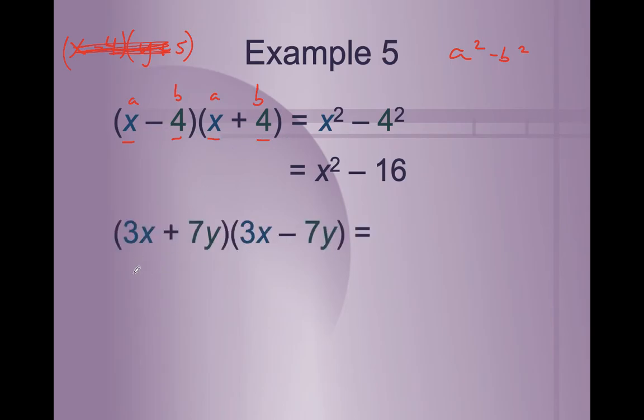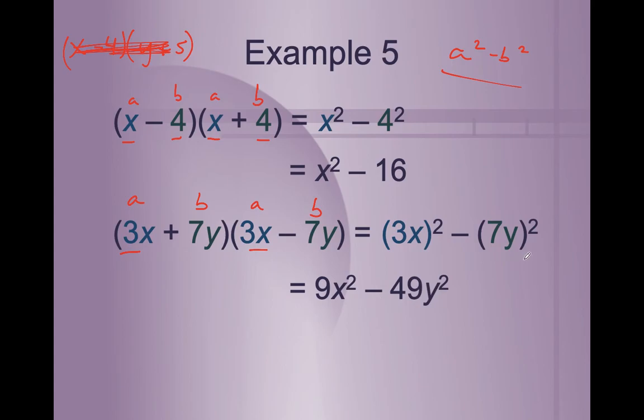Let's do another one. 3x plus 7y times 3x minus 7y. Again, they're the same, all right? So this is your a value, this is your b value. Let's see, what is it going to be? It's going to be a squared, so 3x squared minus b squared. B squared is, b is 7y, so 7y squared. Can't leave it like that though, you got to simplify. So that's 3x squared, which is 9x squared. 7y squared is 49y squared.